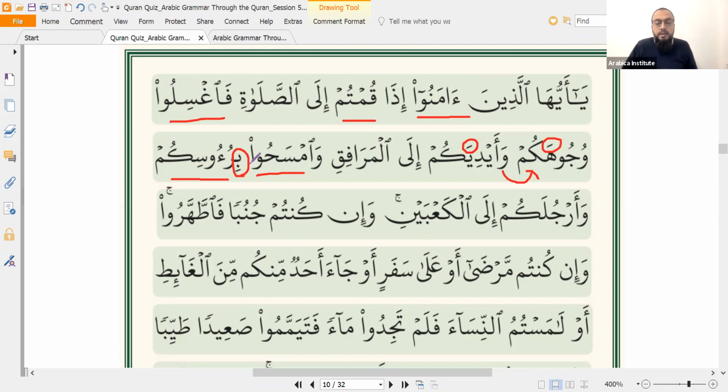There's been a lot of conversation about this, hasn't there? This verse has had a lot. There's a difference in the madhahib in relation to this ba. And the question is, how much of your head is it obligatory to wipe? Because clearly there is an obligation, because there's a command. So what does the ba mean?